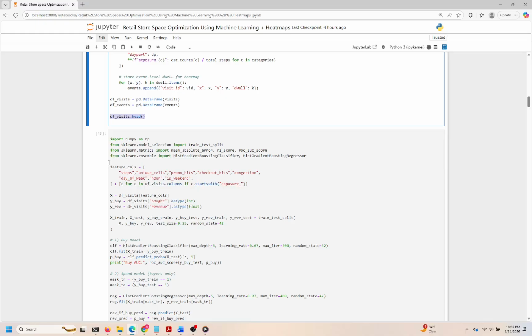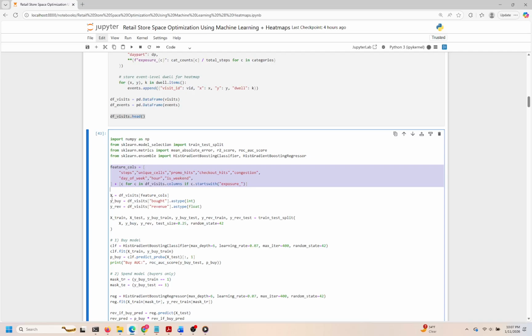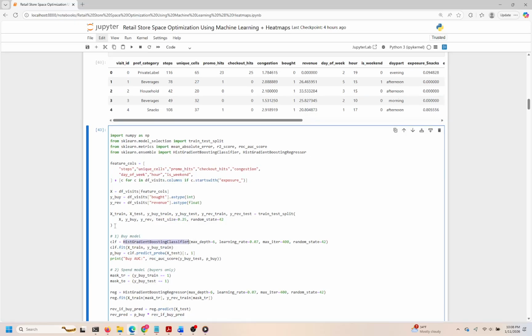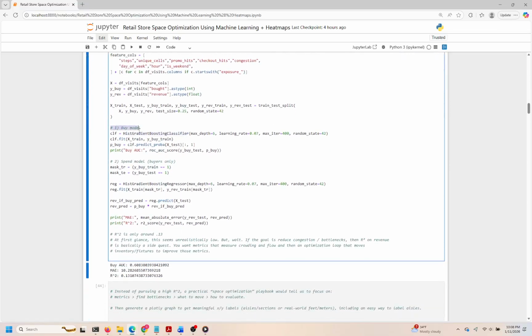Next, we split our dataset into training and testing sets, ensuring that we use 75% of the data to train our models and reserve the remaining 25% for validation. This random partitioning, governed by a seed value for reproducibility, is an important step to minimize overfitting and ensure that our models generalize well to unseen data. For the purchase model, a histogram-based gradient boosting classifier is employed, with specific parameters set for depth, learning rate, and iterations. The model learns to predict the likelihood of a purchase for each test instance.